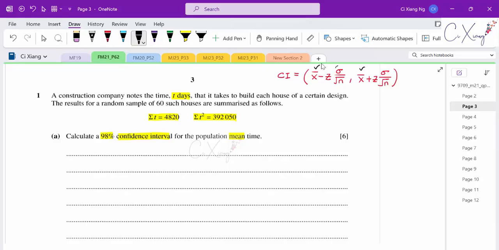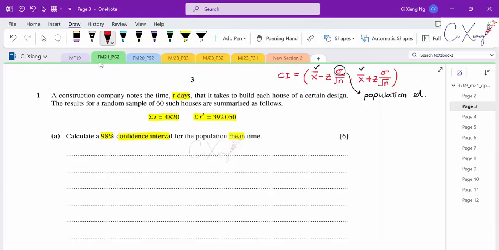And then what is the sigma here? This particular sigma is the population standard deviation. If you have a look at the information given in the question, we don't have the population standard deviation. We need to estimate this population standard deviation from the sample given. So you need to estimate the population variance or population standard deviation. Then only you can continue to get the answer for the confidence interval.